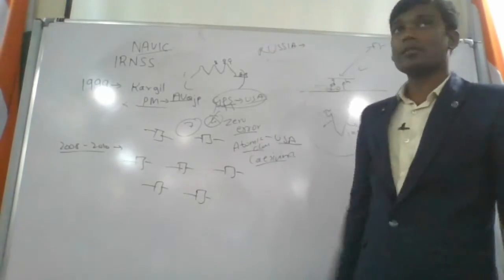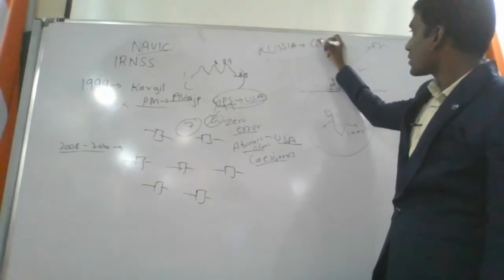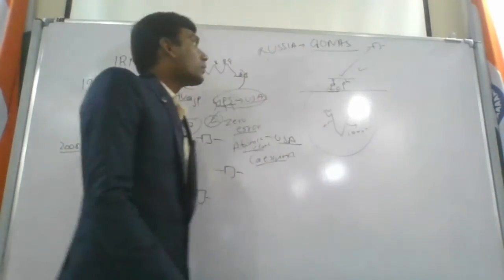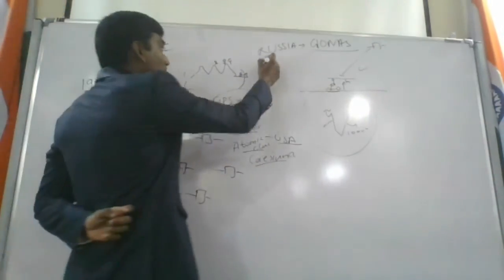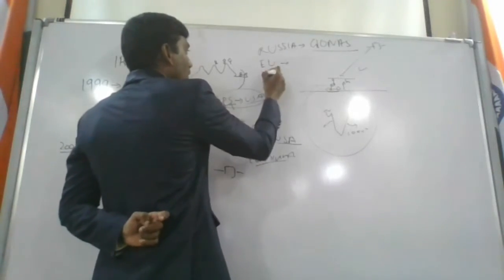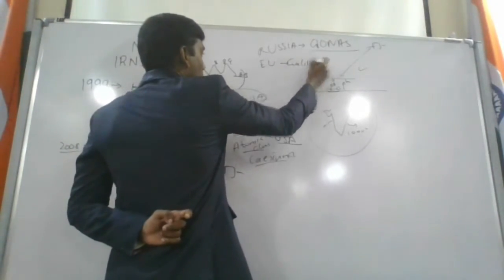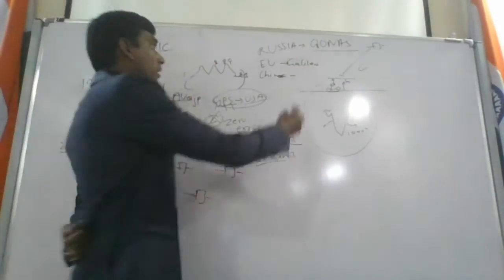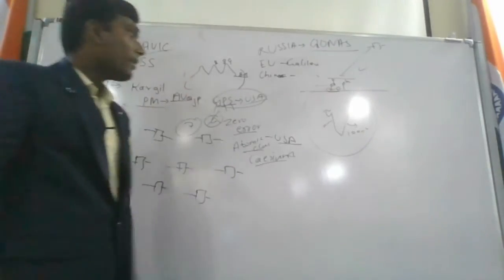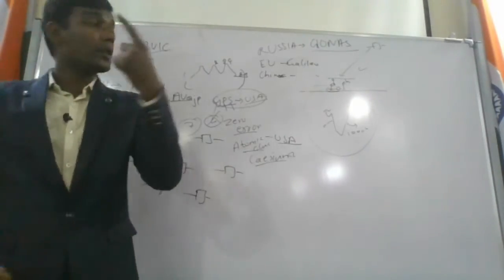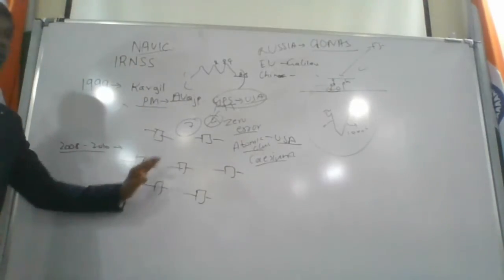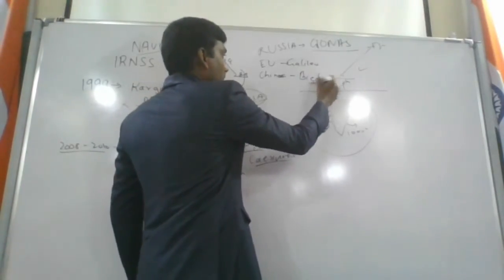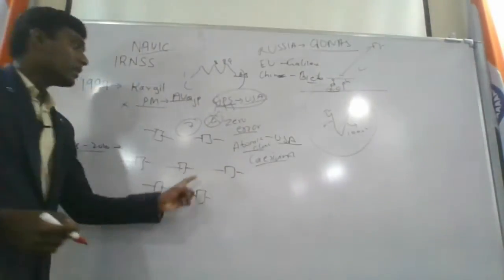Now what about Russia? Does Russia have their own system? They have their own system called GLONASS. This can be a question asked, so note it down. Then the European Union has a separate system, Galileo, and China has Beidou. All these systems can cover the whole world. These are some things you have to keep in mind along with this.